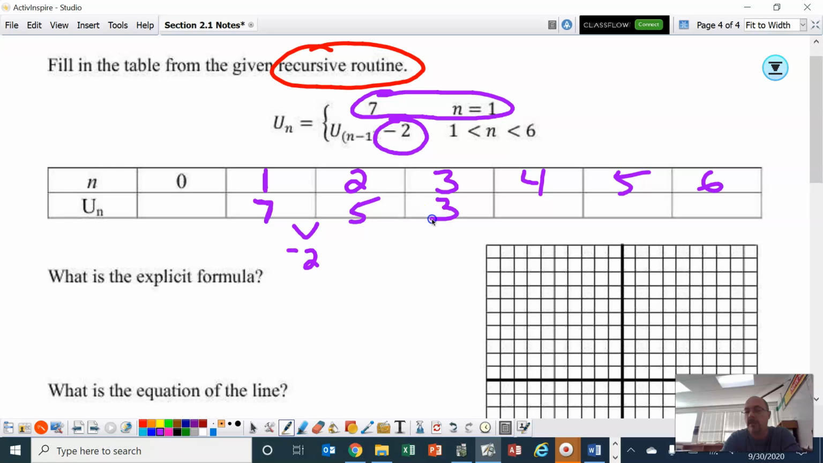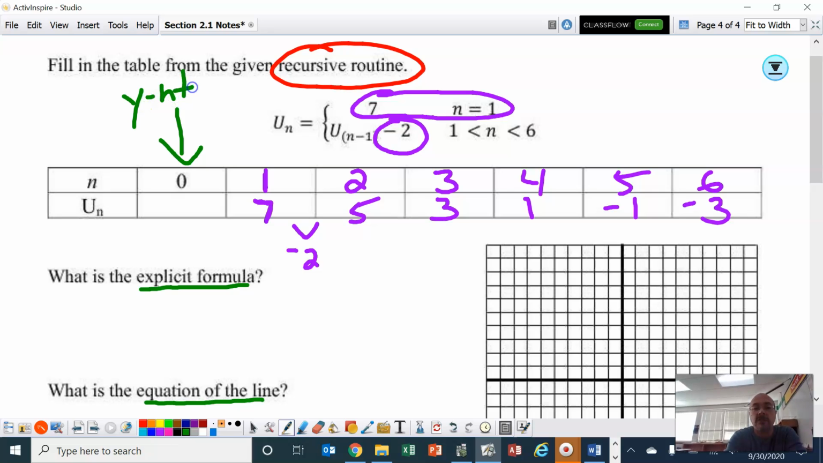And then I have 3. And then I have 1. And then I have -1, and then I have -3. Now, you're going, well, Mr. Ellering, why is there a 0 underneath? Okay, this is why. Here we go. In order to write an explicit formula or an equation, we have to know what's under the 0. That's your y-intercept. So we've got to go backwards, which would be a 9.